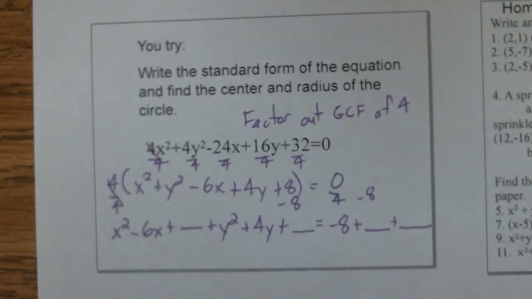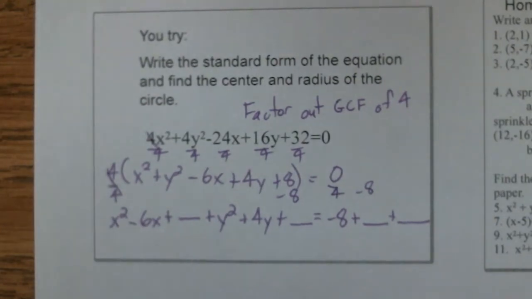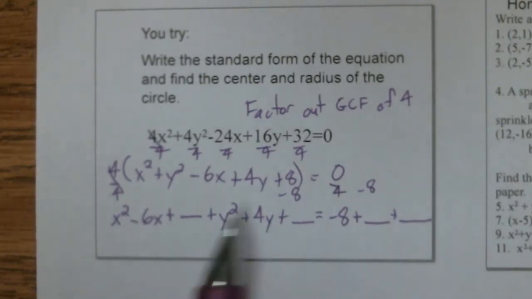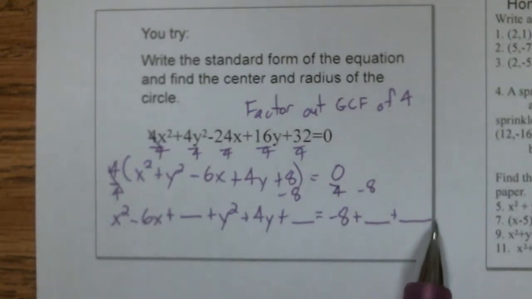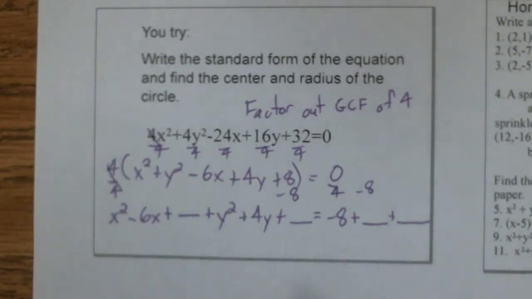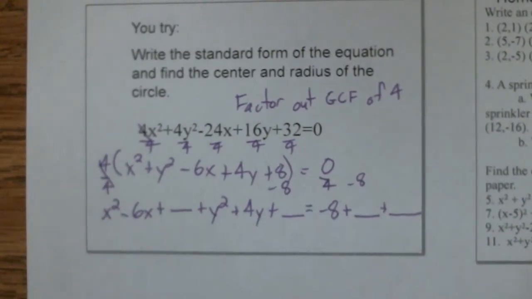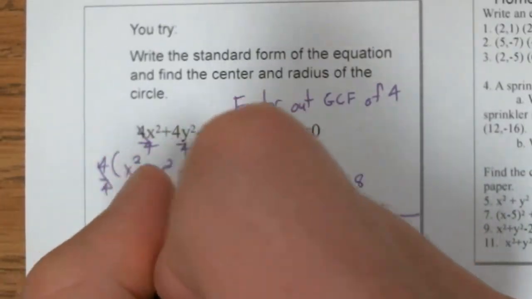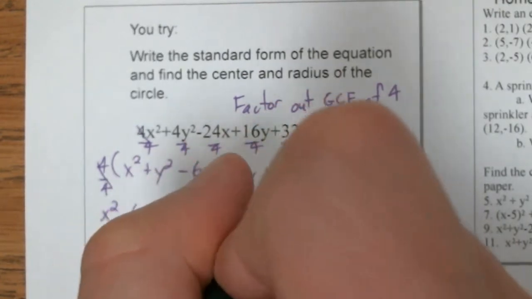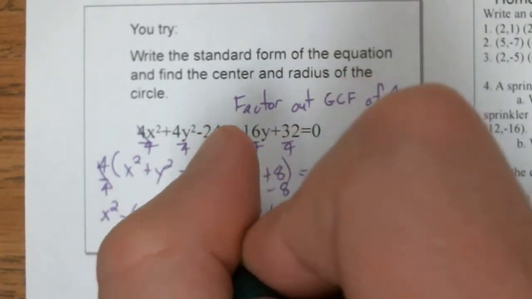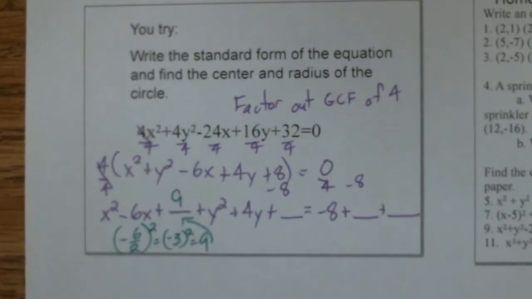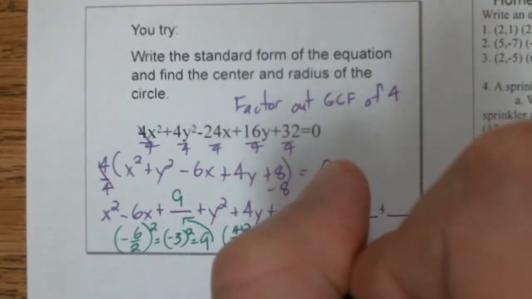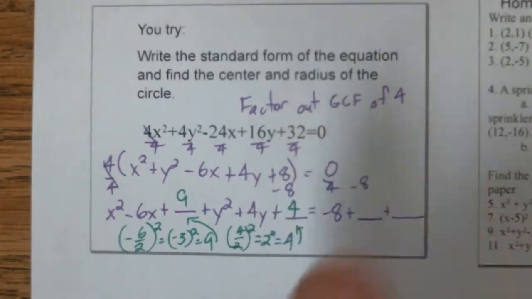Remember, guys, when you take half of b and square it, it doesn't matter whether it's positive or negative. You will always generate a positive number. So in this case, with these completing the square problems, it will always be plus blanks everywhere. All right, so now I'm ready to complete the square. So I'll take half of this number. Half of negative 6 is negative 3 squared. So once again, that's 9. So that magical 9 goes in that blank. Half of 4 squared is 2 squared. 2 squared is 4. So 4 goes in that magic blank.